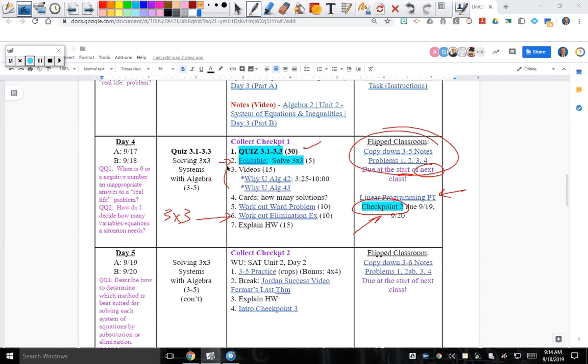The rest is just extra practice. If we get to it, that's good. If we don't, it's not necessarily going to be detrimental because we covered the big parts of today. Okay, so just keep that in mind. Big questions for today are the following. When is 0 or a negative number an inappropriate answer to a real life problem, or how do I decide how many variables and equations a situation needs? Any questions?